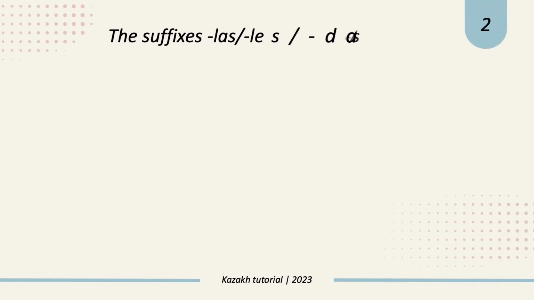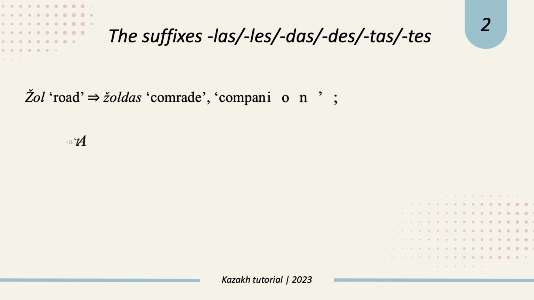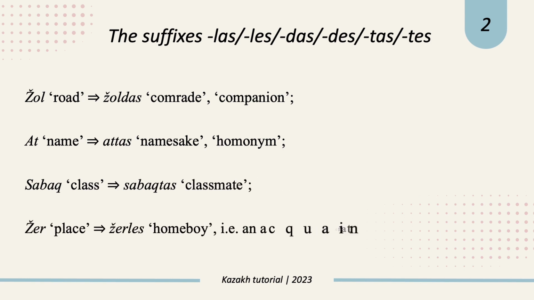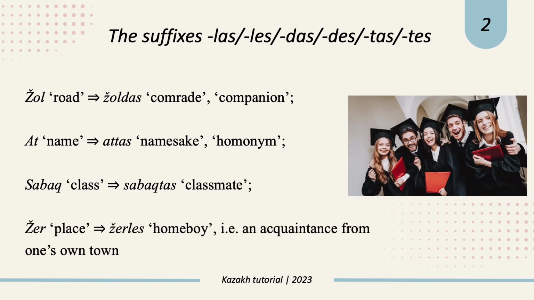The suffixes -лас, -ліс, -дас, -тіс, and -тас, -тіс can be added after nouns to create new nouns, expressing the co-owner of the thing to which the noun belongs. Example: жол, road, жолдас, comrade or companion. At, name, аттас, namesake or homonym. Сабақ, class, сабақтас, classmates. Жер, place, жерлес, homeboy, i.e. an acquaintance from one's own town.